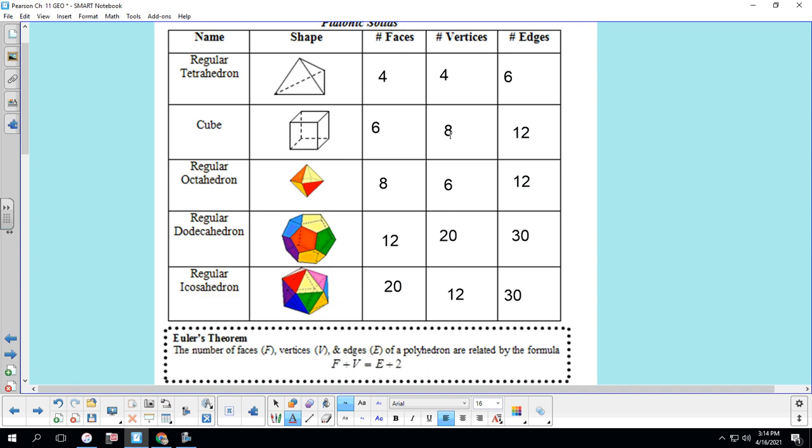6 plus 8 is 14. That is equal to 12 plus 2. 8 plus 6 is 14. That is equal to 12 plus 2. 12 plus 20 is 32. That is equal to 30 plus 2. And 20 plus 12, 32. That's equal to 30 plus 2.